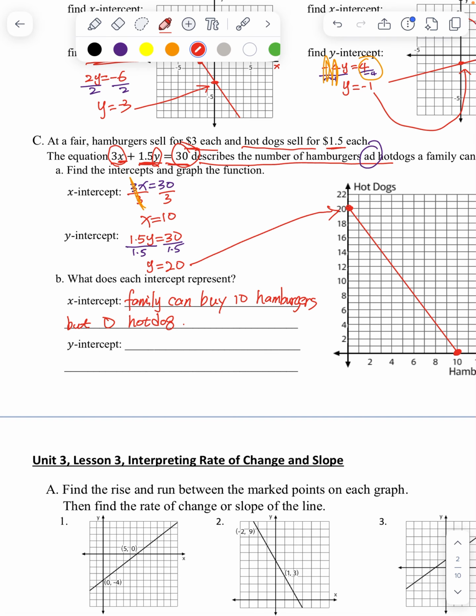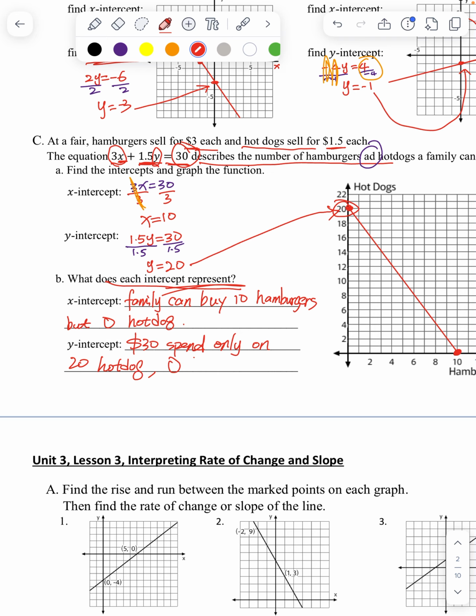The y-intercept right here means that the $30 is totally spent on hot dogs. And then here's 0 hamburgers. So there are many different ways to explain it, right? To represent it. For the y-intercept, you can say the $30 is spent only on hot dogs. Only on how many hot dogs? 20, right? 20 hot dogs.